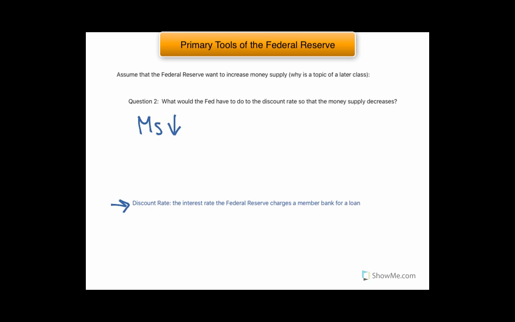So to decrease the money supply, the discount rate is going to increase. And as the discount rate goes up, it is more expensive for a bank to get a loan from the Fed. And studies have found as the rate goes up, banks are willing to take fewer risks and will loan out less money, therefore decreasing the money supply.